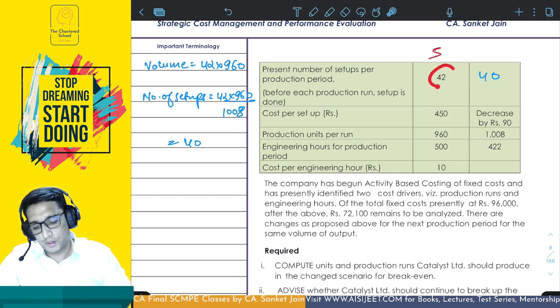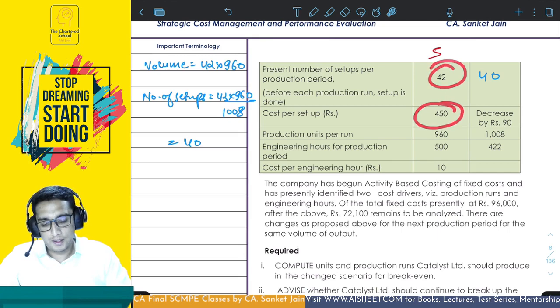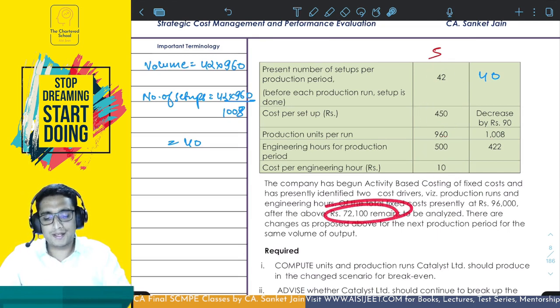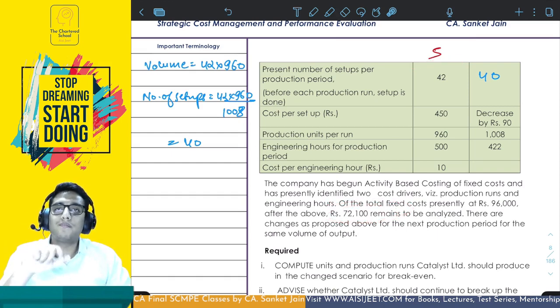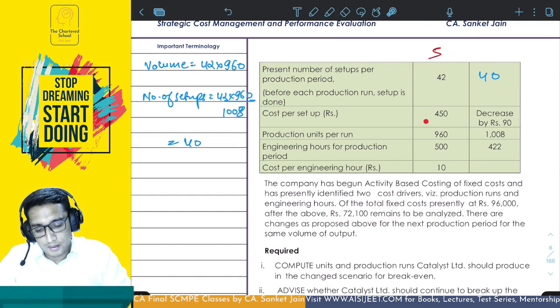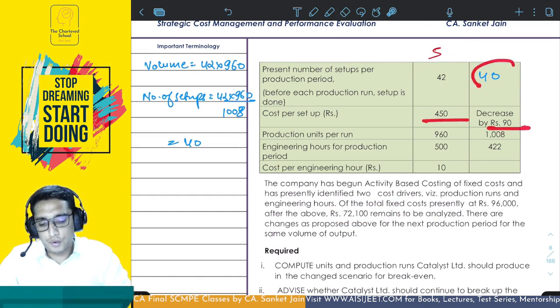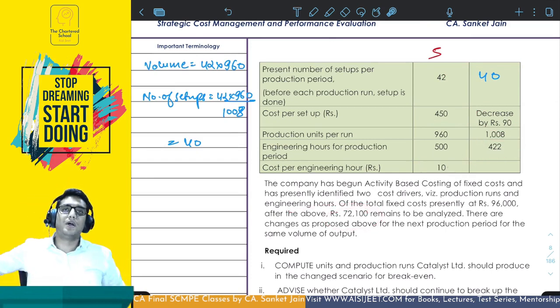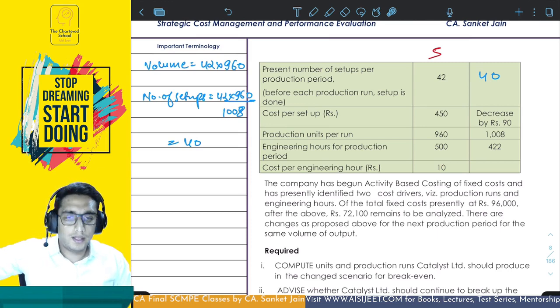Okay, so 42 into 450 plus 500 into 10 plus 72,100 divided by 5, the current number of BEP units. Proposed: 40 multiplied by 450 minus 90, which is 360, so 40 multiplied by 360, 42 multiplied by 10, and 72,100 as it is. Divided by 5, you get the break even point in terms of units for the next period. I'm just going to calculate it quickly.